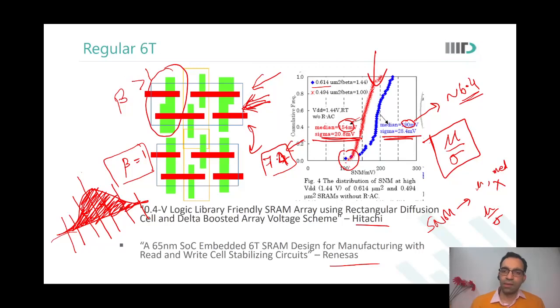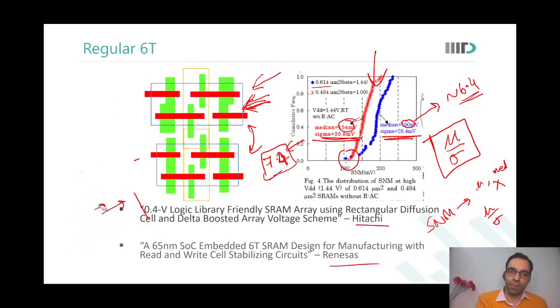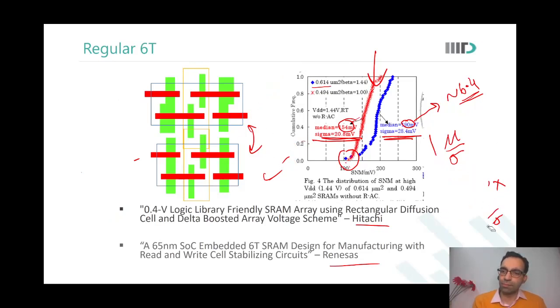Okay. And so, for example, looking at both these curves, we see that the worst case of the lower one is better. Since we are always characterizing based on the worst case, that's why we say that the lower one is better, because we look at mu by sigma. Because mu by sigma of the lower is better, we say lower is better. Okay. Is that okay?